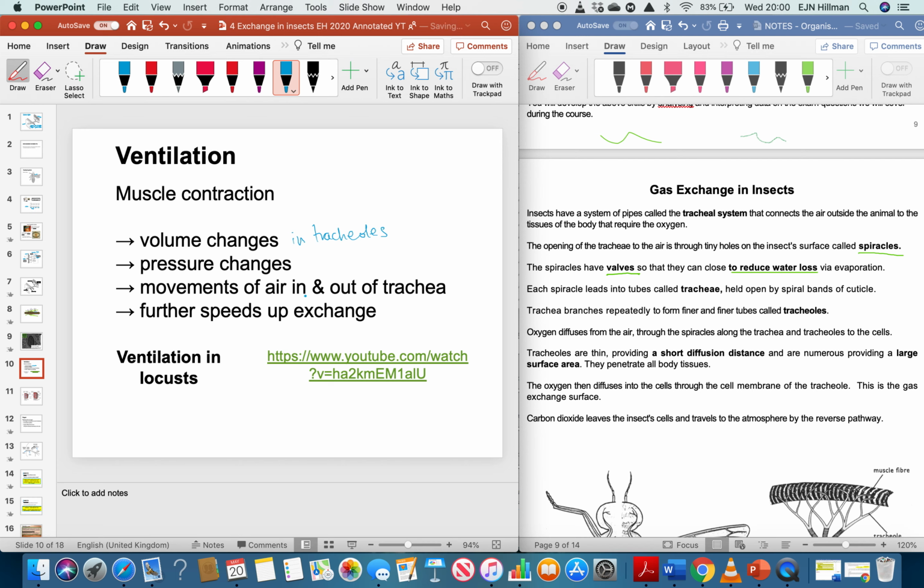When the volume decreases, the pressure increases. We now have a higher pressure in the tracheoles than in the atmosphere, so air is forced out of the trachea. Okay, and there are some other videos on YouTube that demonstrate that. Unfortunately, I don't have any insects or any locusts to show this, but you can look at those that link if you want.